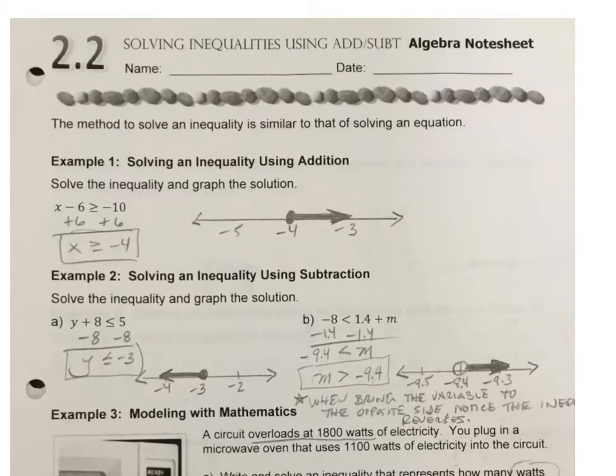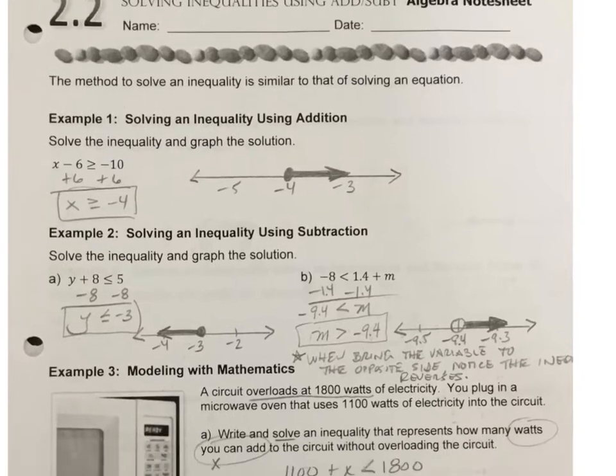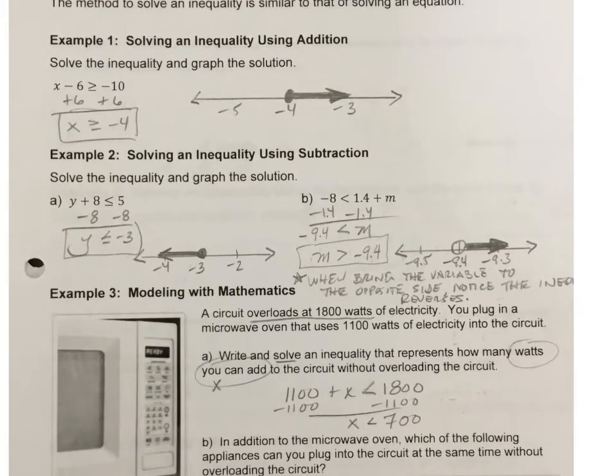The second one gets a little bit more complicated on these next couple of examples. For letter A, we are subtracting 8. We get the less than or equal to. Just remember the less than would be going off to the left. On this one, notice that the variable is on the right-hand side, but we still treat it like it was an equal sign, so I'm going to subtract the negative 1.4 on both sides to get m.